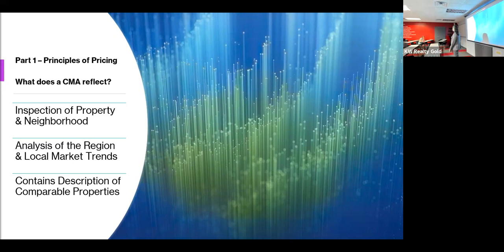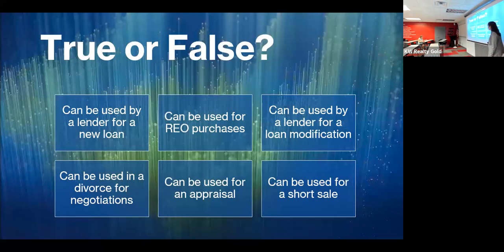And you need a description of the comparable properties. So a CMA is more than a sheet of paper with numbers. You have to be able to show why. And that's what a CMA is gonna do for you. It's gonna tell you the exact reasons why behind it.